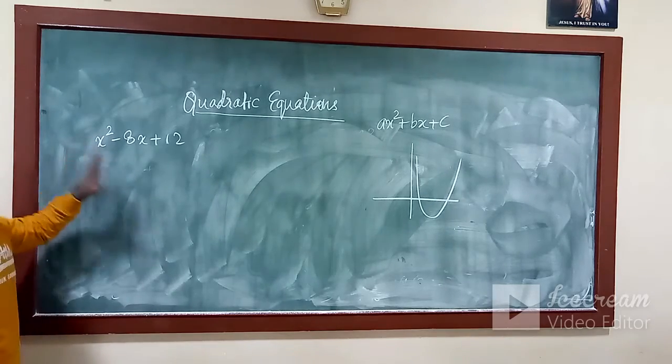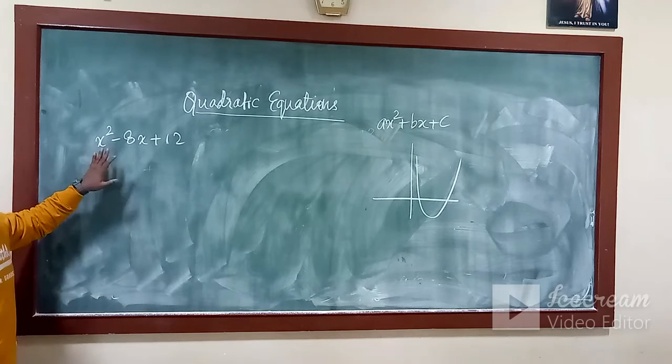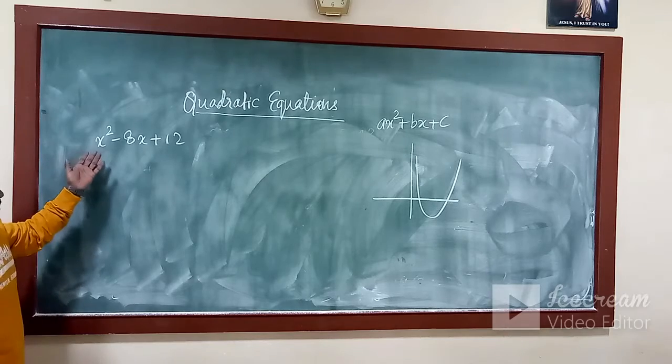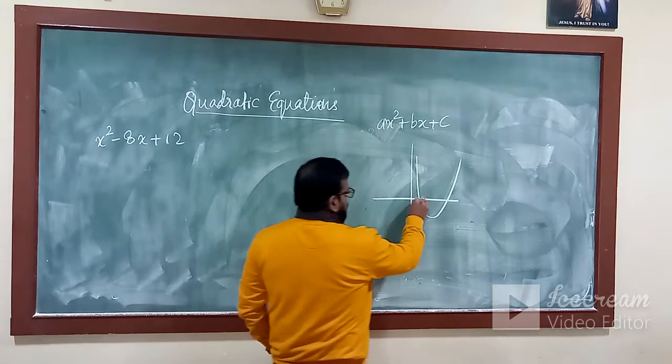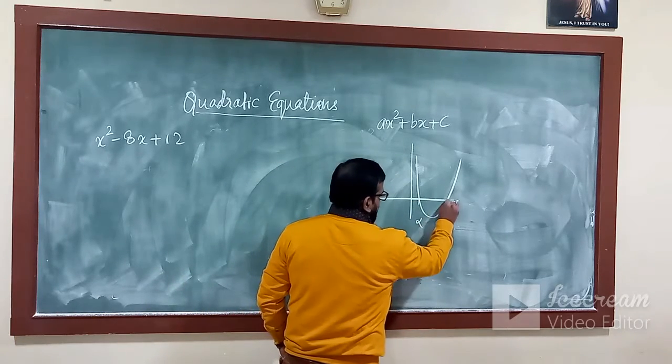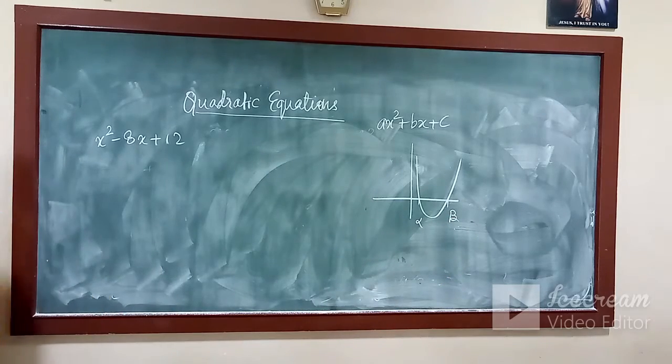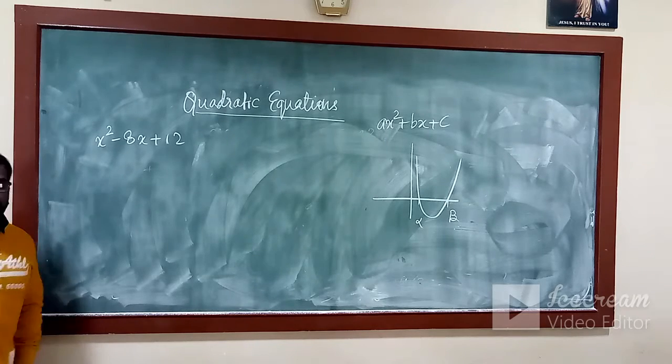Whatever the power is, that many roots will be there. So suppose this is a quadratic equation and its roots we are taking as alpha and beta, conventionally. Now we will learn another method to find the roots of this quadratic equation.